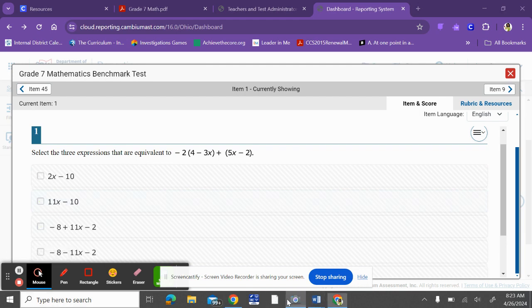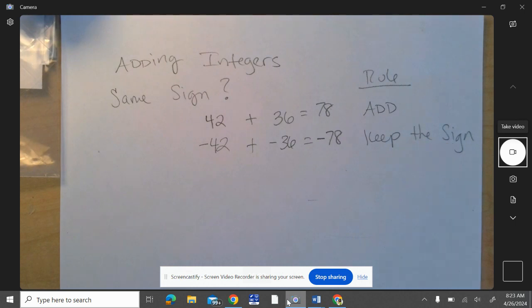So for adding integers, it depends on if they have the same sign or not. If they have the same sign, the rule is you just add the numbers together and you keep the sign that they have. So two positives equals a positive number, two negatives will equal a negative number.